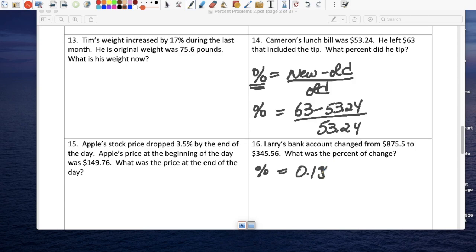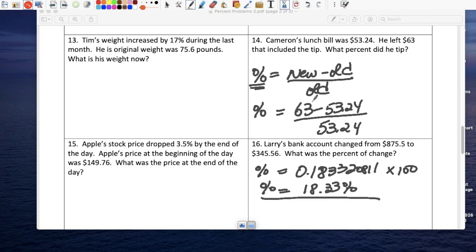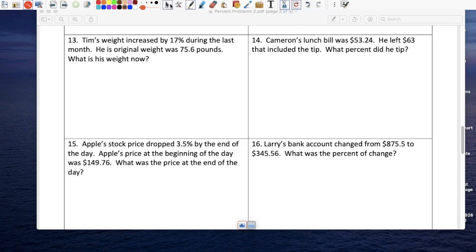It's going to give us, in your calculator, 0.1833, and a few more digits, 20811. Now, that's not in percent format, so we have to multiply that by 100, or move the decimal two over, and we get, rounded, 18.33. So that's how much we tipped: 18.33%. We'll talk about percent of change on the next time I see you, but that's pretty much how you do it.